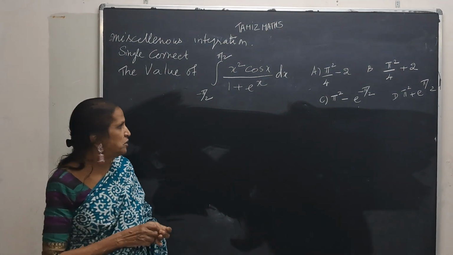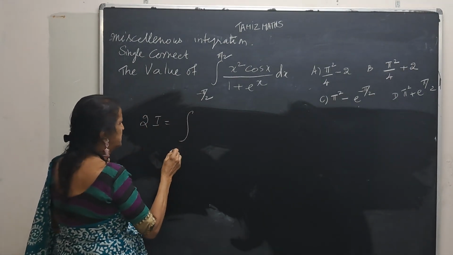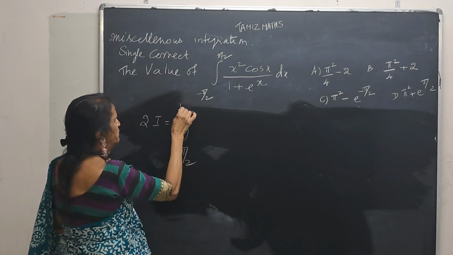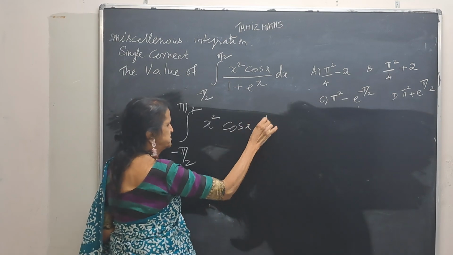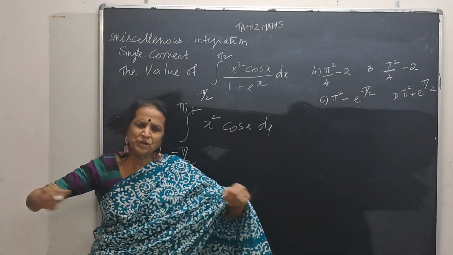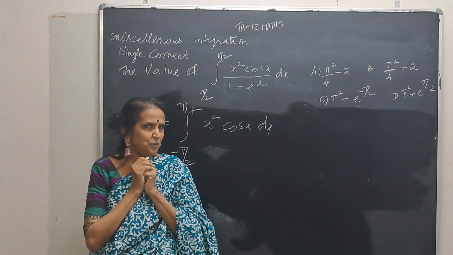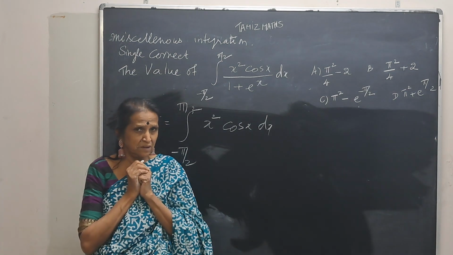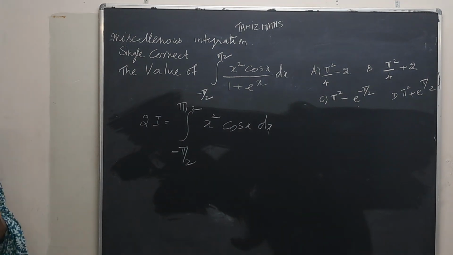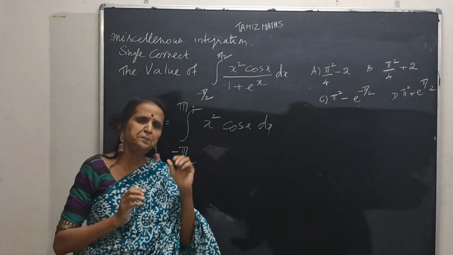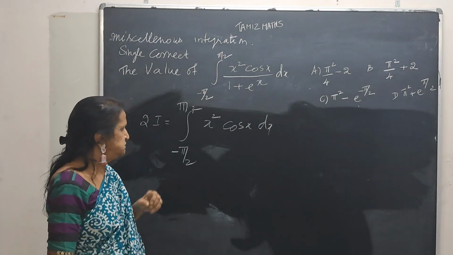So now I have got 2I. 2I is equal to, there's no other answer except hard work pays you, the integral from minus pi by 2 to pi by 2 of x squared cos x dx. This 1 plus e power x is gone. Our troublemaker is not there. So once a troublemaker is not there, aren't we very happy? So I can do something and I can have a very good solution.